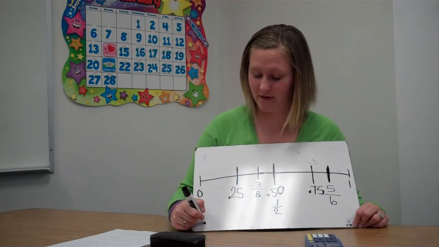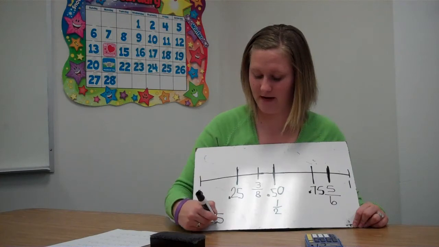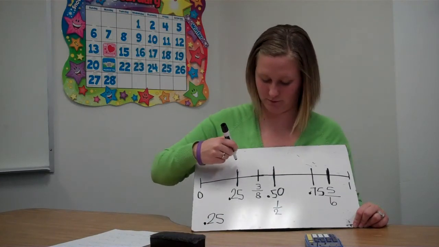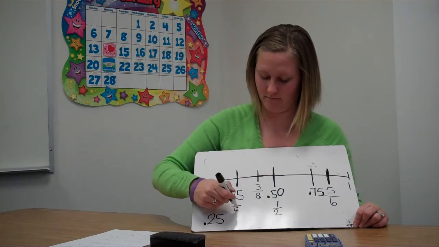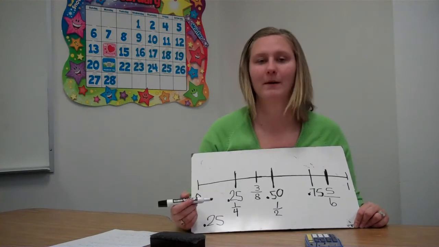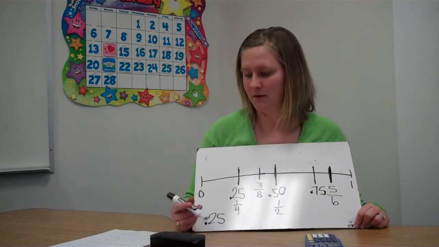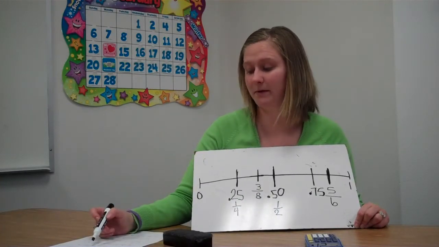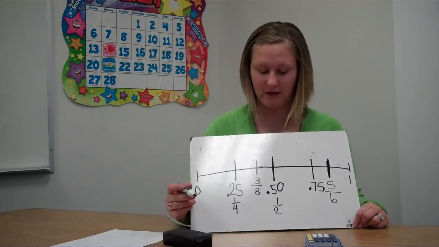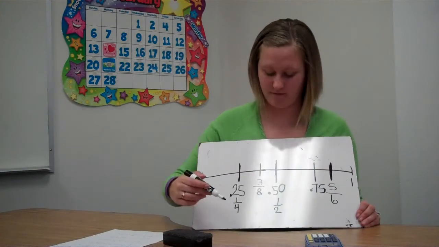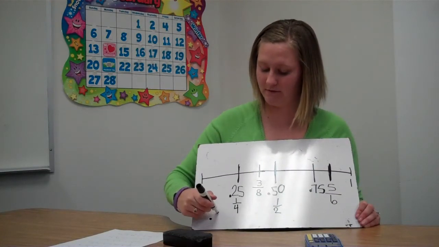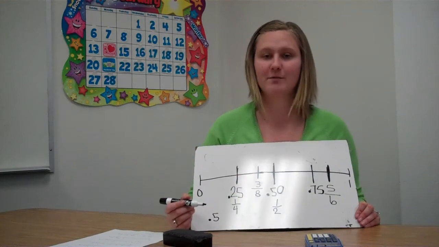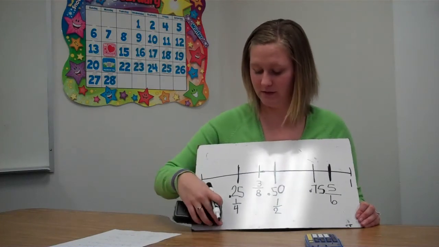1/4, this one is very easy, it's 0.25. So I would just put 1/4 down below my 0.25. Okay, and the next one, you should probably know this one without even doing it on your calculator. 1/2 is equivalent to 0.5, and we already have that on our number line, so we don't need to put anything.